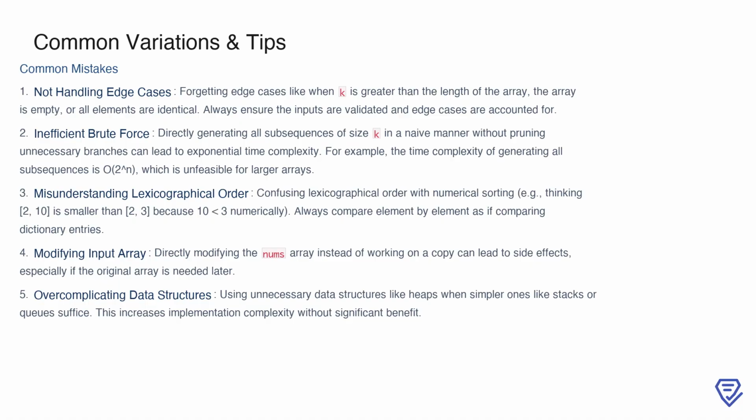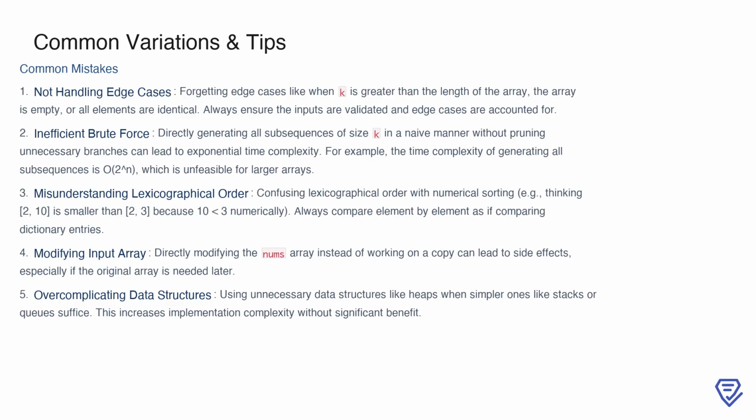When solving this problem, there are some common mistakes to watch out for. First, not accounting for edge cases can lead to incorrect results or failures. Examples include situations where the value of k is greater than the length of the array, the array itself is empty, or all elements in the array are identical. It's critical to validate inputs and handle these cases explicitly. Next, relying on brute force to generate all subsequences of size k can be extremely inefficient. This approach has an exponential time complexity of O(2 to the power of n), which becomes impractical for larger arrays.